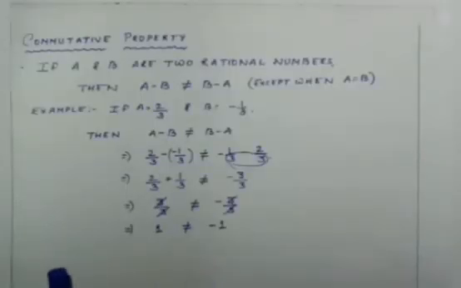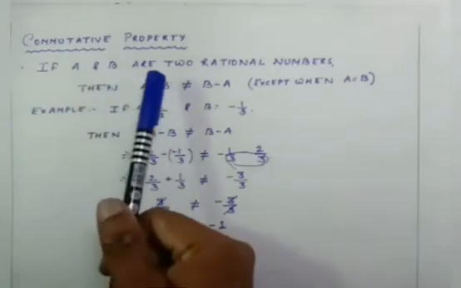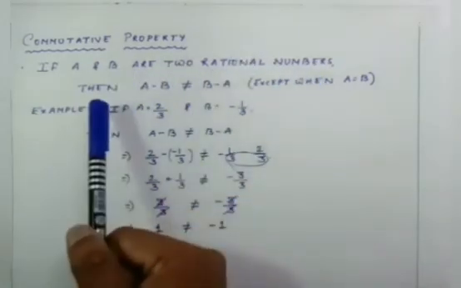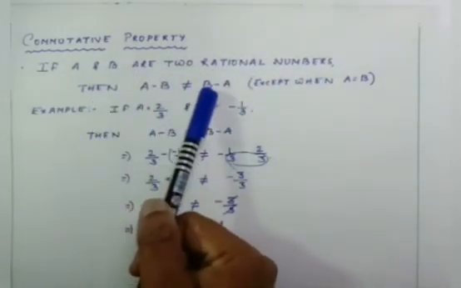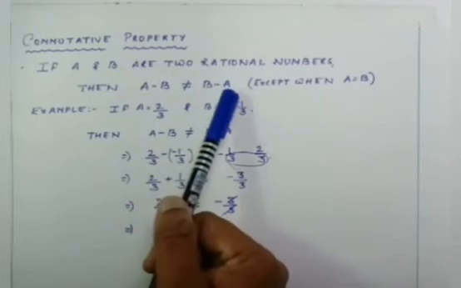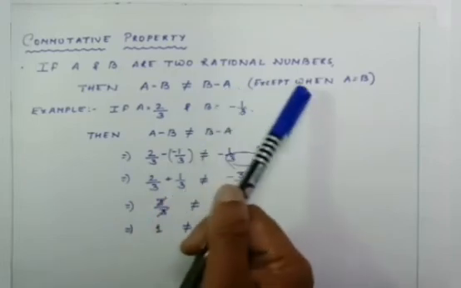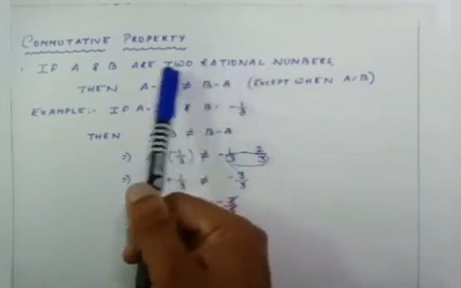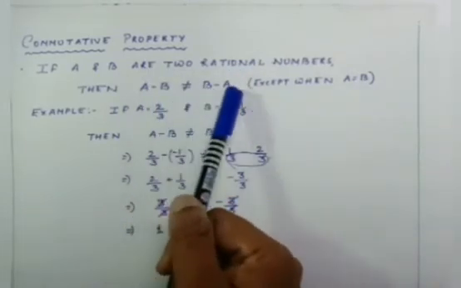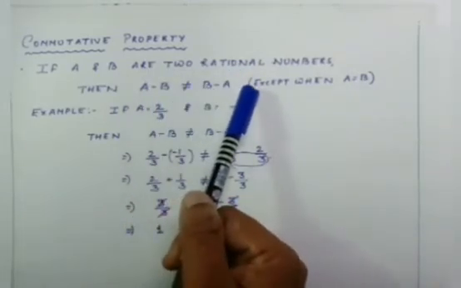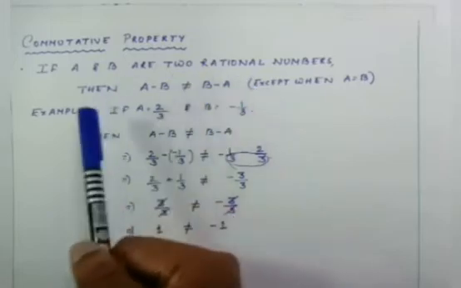Let us start with another property, that is commutative property of subtraction. Let us see what it says. If a and b are two rational numbers, then a minus b is not equal to b minus a, except there is a condition: when a is equal to b, then only a minus b will be equal to b minus a. Let us see with the help of an example.